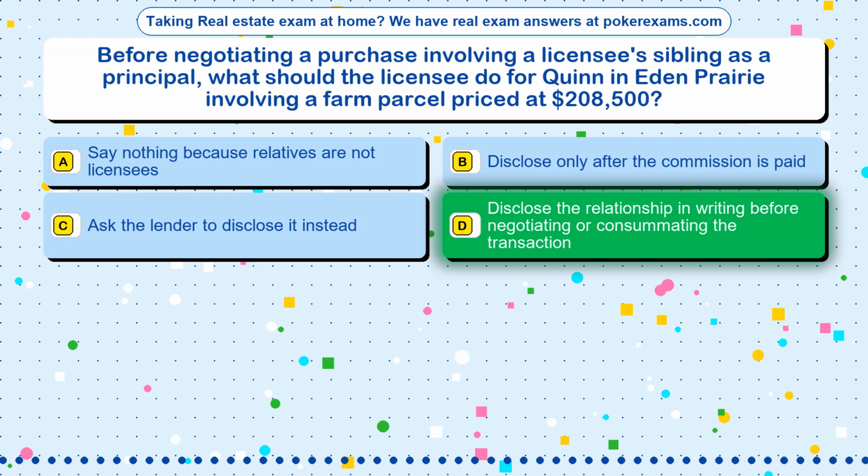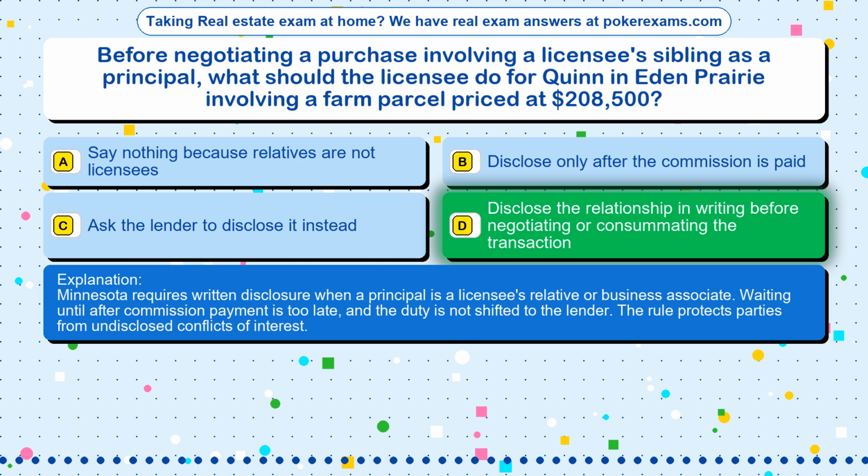The correct answer is option D, disclose the relationship in writing before negotiating or consummating the transaction. Minnesota requires written disclosure when a principal is a licensee's relative or business associate. Waiting until after commission payment is too late, and the duty is not shifted to the lender. The rule protects parties from undisclosed conflicts of interest.